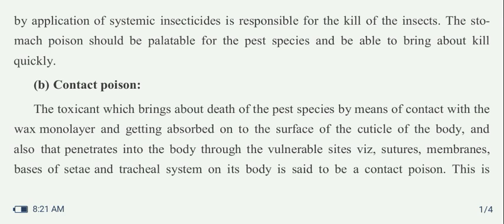Another type is contact poison. The toxicant which brings about death of the pest species by means of contact with the wax monolayer and getting absorbed onto the surface of the cuticle of the body, and also that penetrates into the body through the vulnerable sites like sutures, membranes, bases of setae and tracheal system on its body is said to be a contact poison.